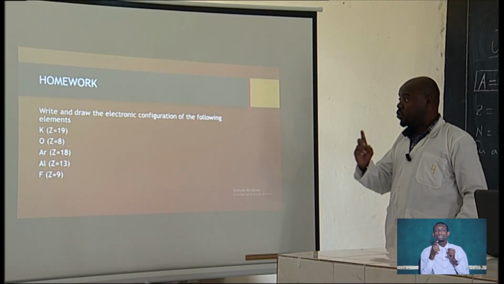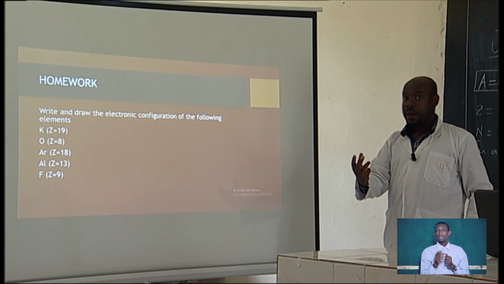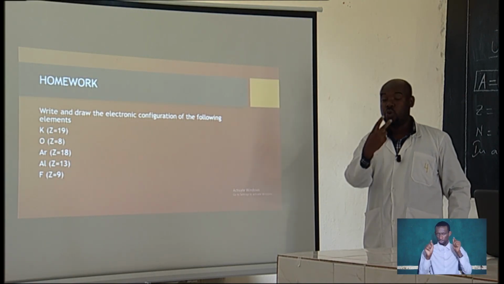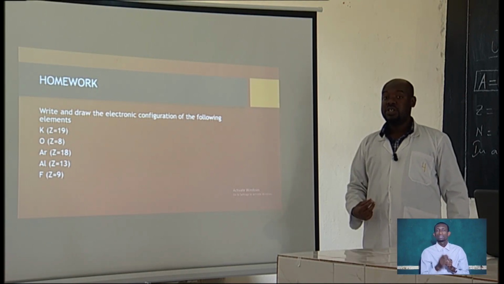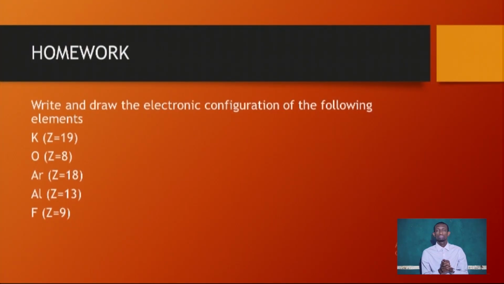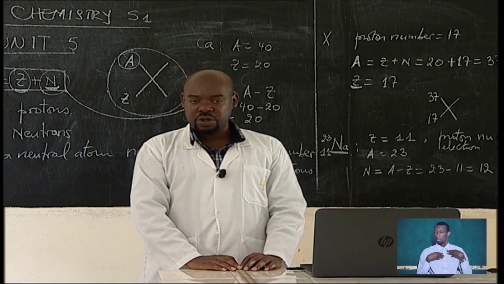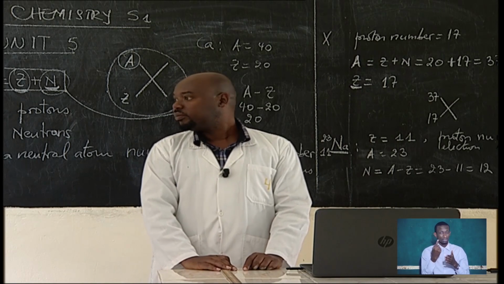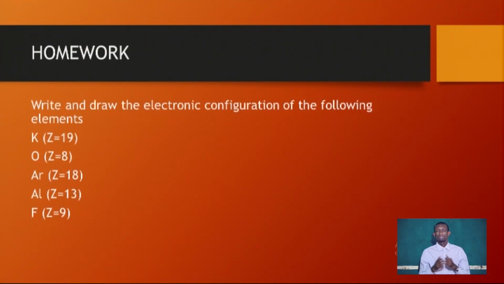Remember, don't forget to write the numbers, and you also draw. Those are the 2 ways of representing the distribution of electrons in the atom. And when you will be done, do not hesitate to try all the other elements to complete the 20 elements in the periodic table. First 20 elements. You will make it.